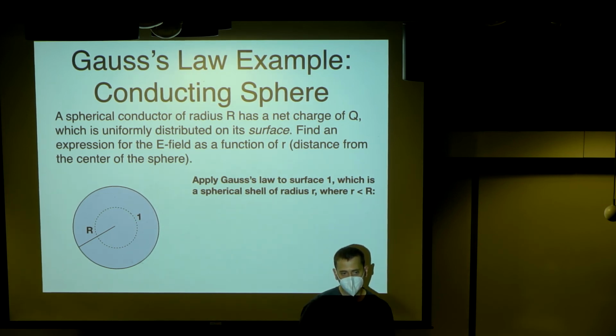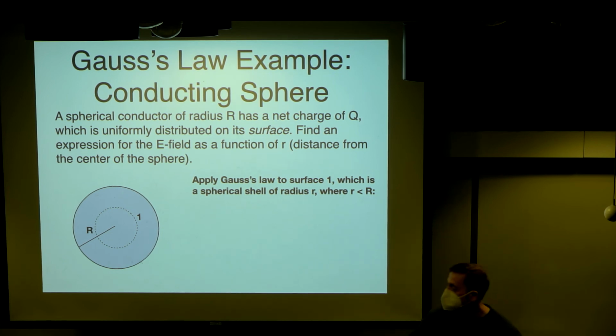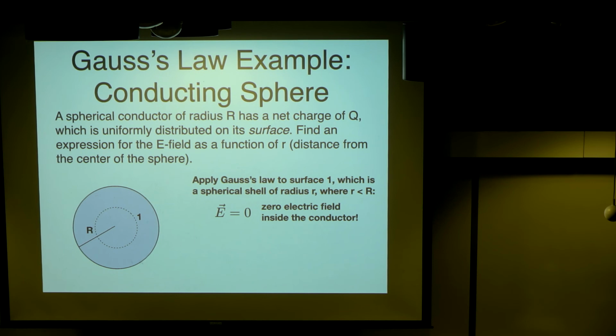That makes sense? If we're enclosing 0 charge, what does that tell us about the E field? 0. It's also going to end up being 0. That's right. So the first part of this is pretty straightforward. Because we're not enclosing any charge right here, if you apply Gauss's law, you'll easily be able to see that the electric field is equal to 0. Okay, so as long as we're inside, there's no electric field.